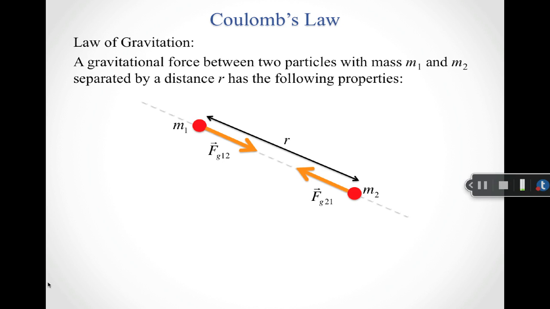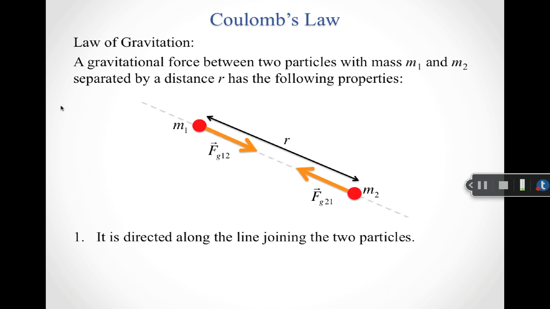So to set up our discussion of electric forces and Coulomb's law, let's very briefly think about what we already know about the law of gravitation. So we said if you've got two particles, mass m1 here, mass m2 here, separated by a distance r, the gravitational force exerted between these two particles basically has three properties.